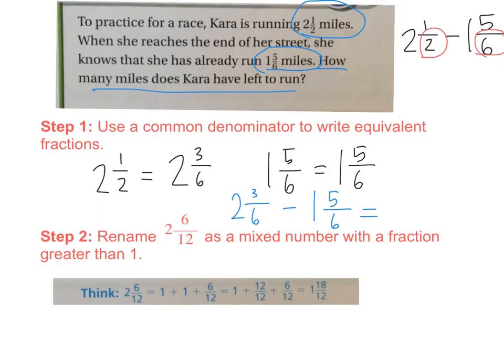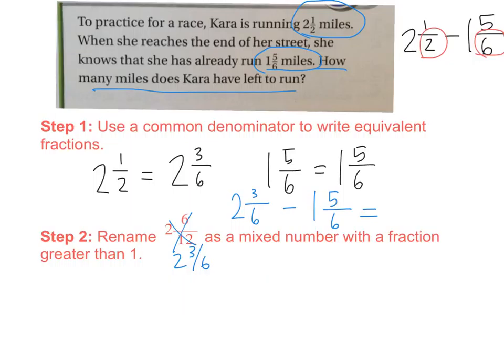No, because 3/6 is less than 5/6, so we cannot subtract without going into negatives, and we don't want to go into negatives. So step 2, and this is very important, write it down in your notebook, we will need to rename, and we don't have 2 and 6 plus. We have 2 3/6. We will need to rename 2 3/6 as a mixed number with a fraction.